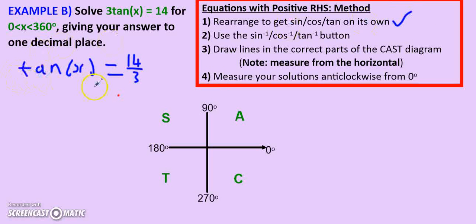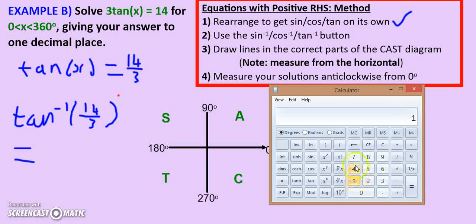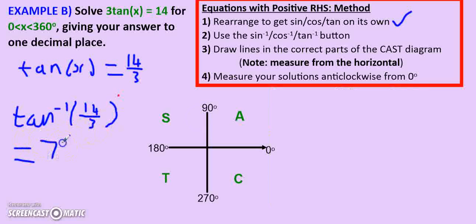You have to have the trig function on its own for this method to work. Now I'm going to use my inverse tan button to get an angle. What I'm going to put into inverse tan is 14 over 3. I'm going to see what angle I get in degree mode. So 14 over 3, take the inverse tan of that, and you get 77.9 degrees.